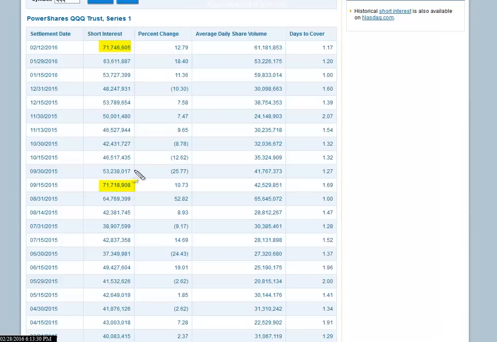And then the only other time you've seen this short interest over 70,000 shares, 71,000, almost 72, was identical back here to September 15th. You can see before that it was in the 40s, 30s, and all of a sudden it ramped up. Short interest covered. Then you had a lot of short interest ramping up.